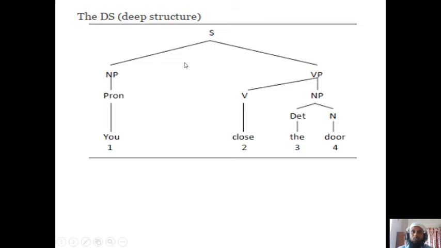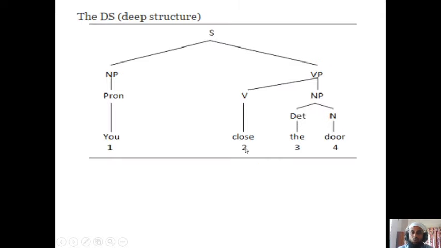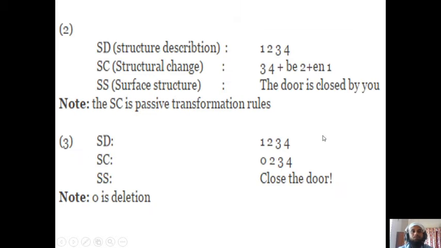Here is a deep structure. The sentence consists of a noun phrase and a verb phrase, that is a subject, noun or pronoun: you close the door. This is a deep structure. And in this structure, you have a structural description like 1, 2, 3, 4. 1 is you, close 2, the 3, and door 4.